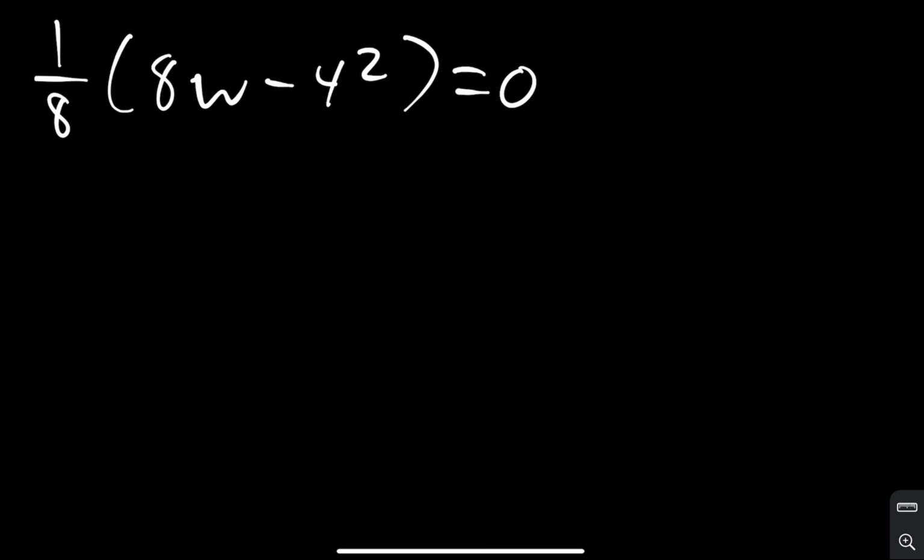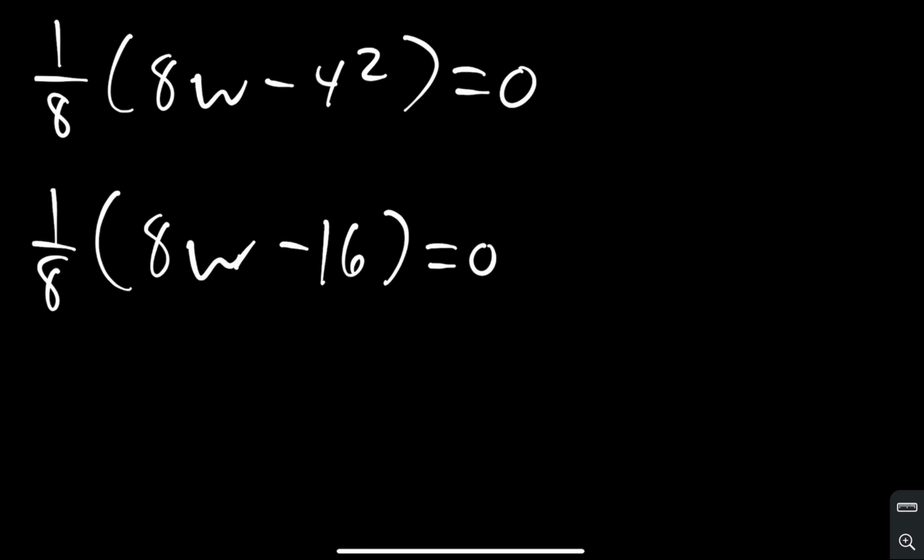So for this problem, we have in parentheses, so 8w minus 4 squared, we can simplify that a little more. We can take care of that squared. So it's 1 over 8, and then times (8w, and then 4 squared is going to give you 16, so it's going to be minus 16) equals 0. So then now we can't simplify 8w minus 16. So move to exponents, but we already dealt with our exponents, so then we move to multiplication. So we have to distribute this 1 over 8. So 1 over 8 times 8w is basically 1 over 8 times 8. So that's going to give you 1, or just w.